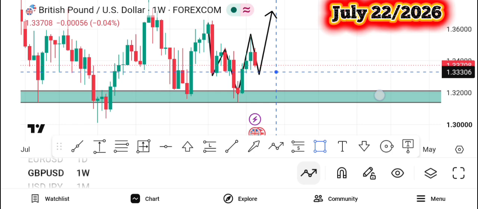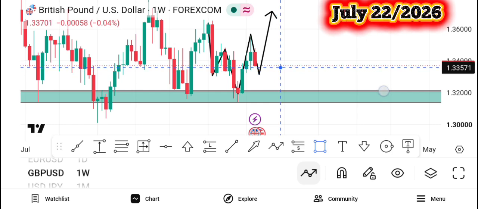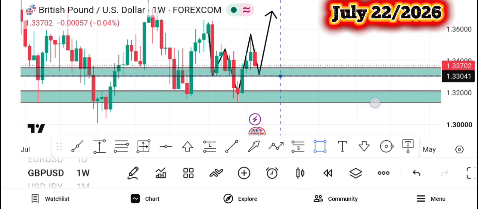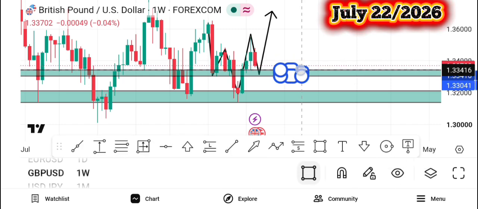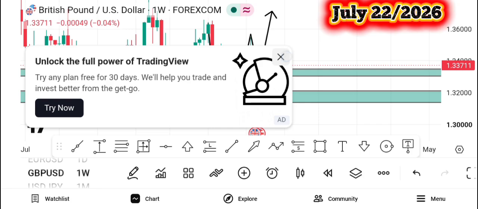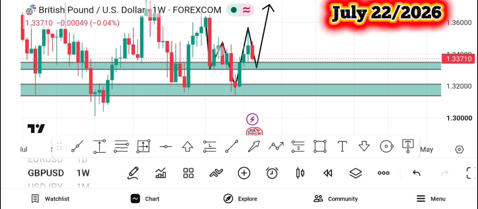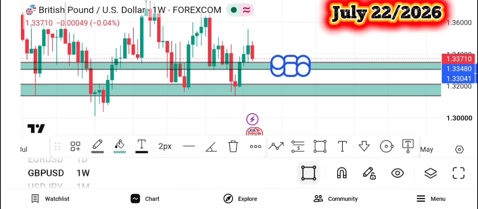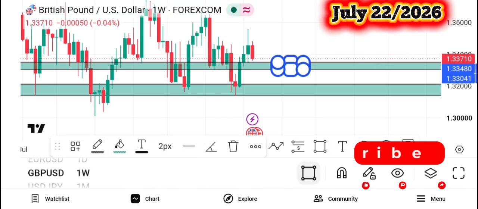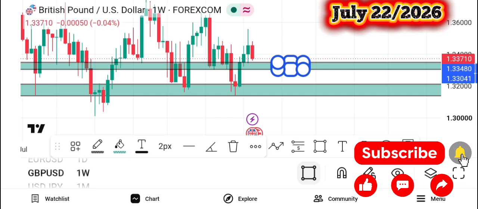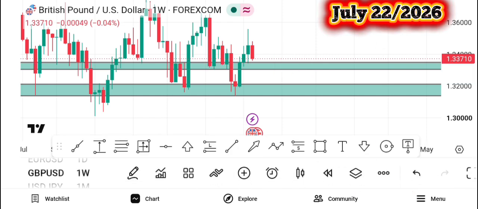Another zone I'm going to be looking out for price to get into, because I'm a zone trader, price action, and I trade zones also. So this will be my areas of value. If price should successfully come into this zone here in the weekly time frame, that is to say, if a candle should actually enter into this zone here, this zone 1.33480, 1.33041, I'll be looking for a buy setup to the upside.